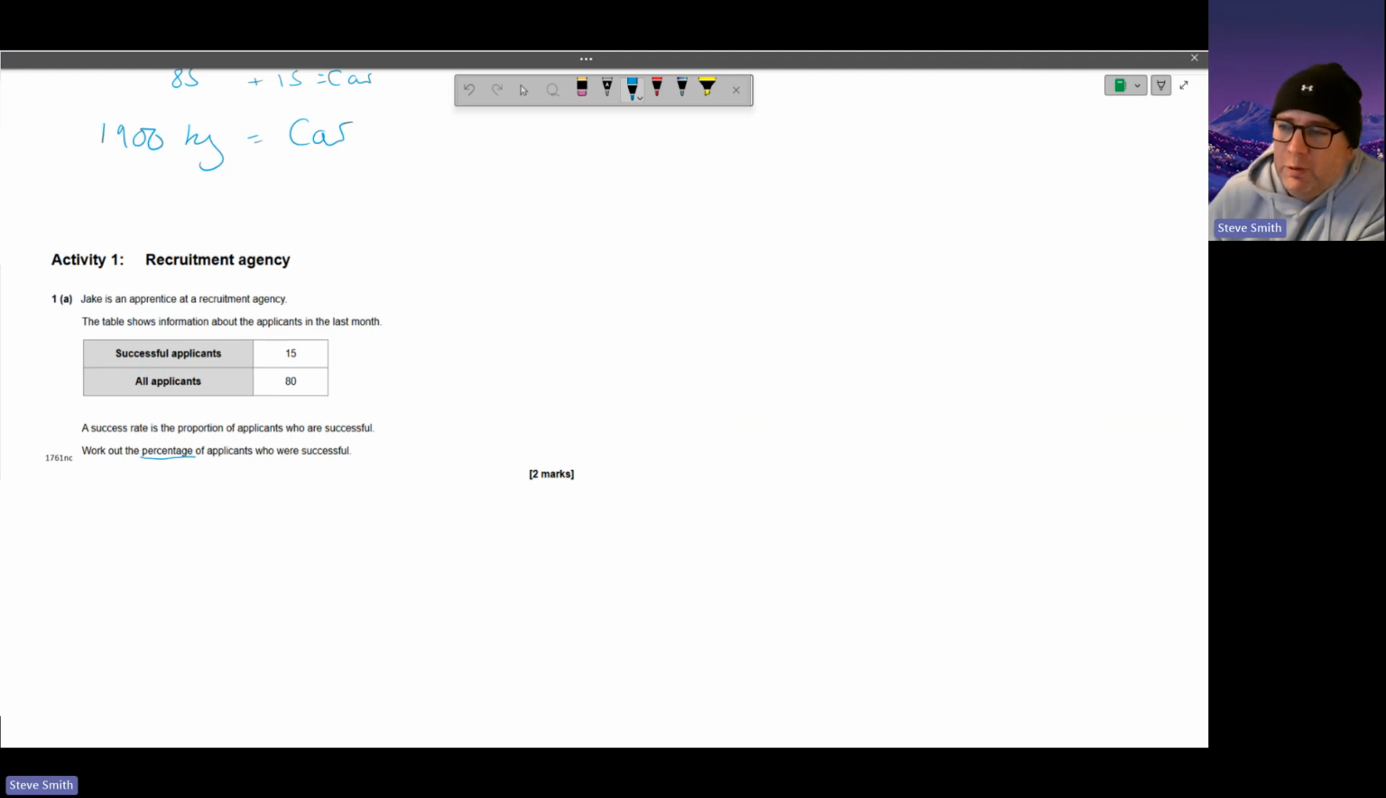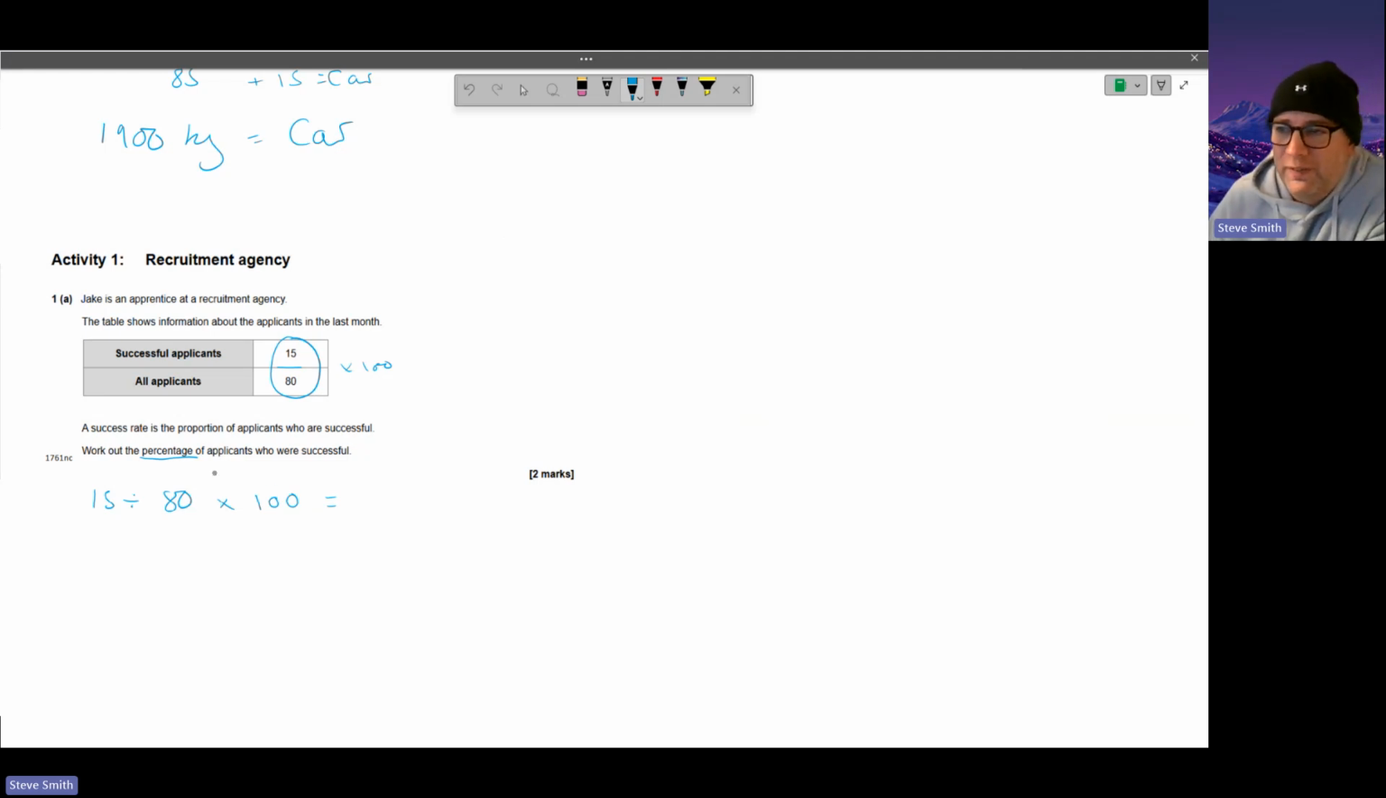Work out the percentage of the applicants who are successful. We've got our fraction here, look. Straight away, we've got our fraction. We are going to write it again, but we could just literally do that times 100 and we'd have it. So what we're going to do is 15 divided by 80. Don't forget that gives us our decimal, and times that by 100. It's non-calculator, so I nearly did it wrong then. So we've got 15 divided by 80 times 100.